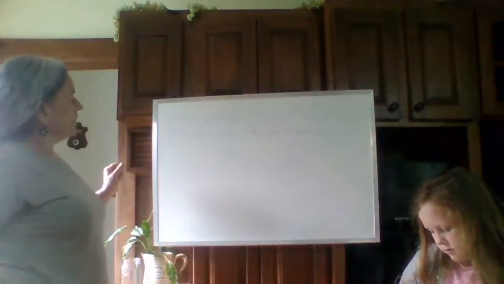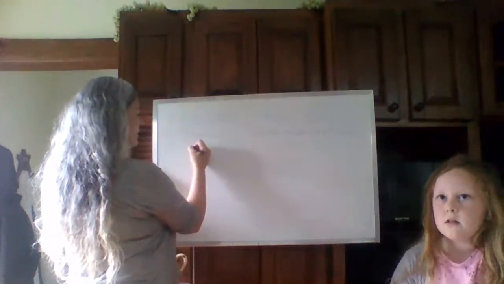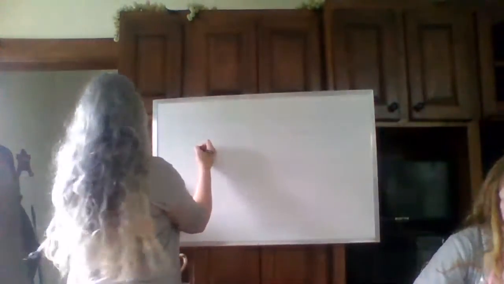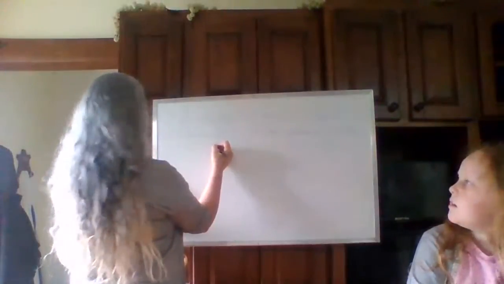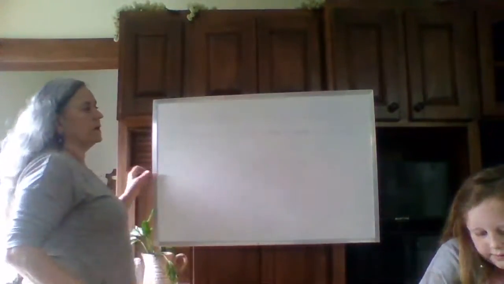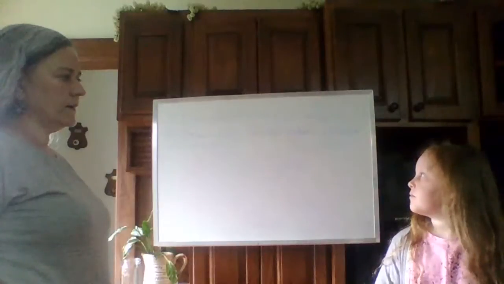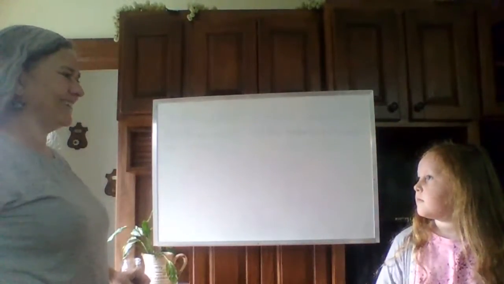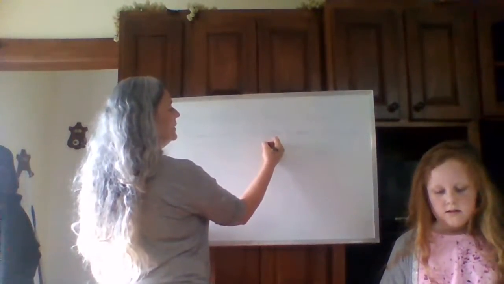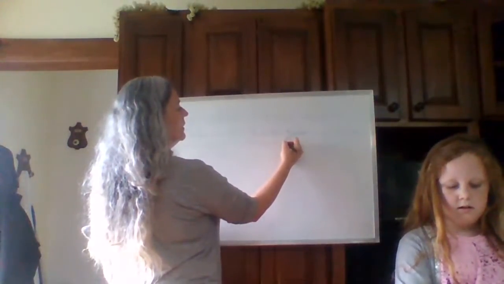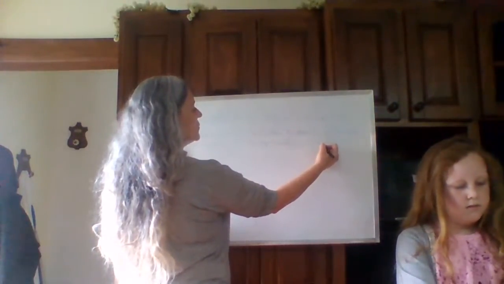Okay. Our third vocabulary word is numerator. N-U, write these down. M-E-R-A-T-O-R. So if our denominator is the bottom number, what is our top number? The numerator. Right? So the numerator is the top number in a fraction.